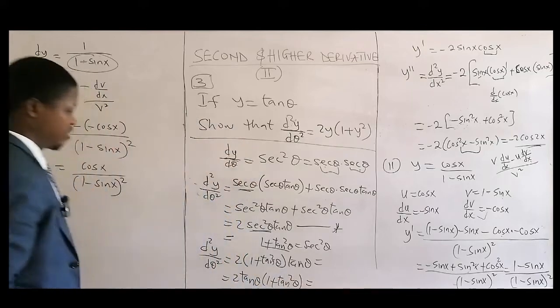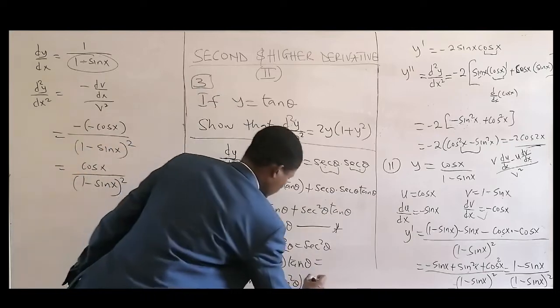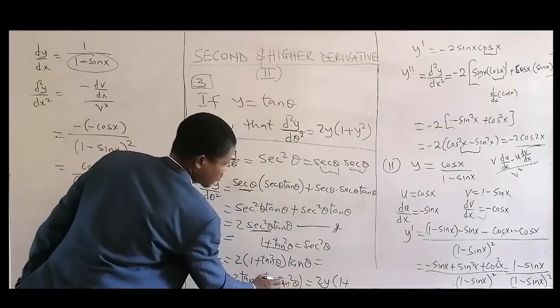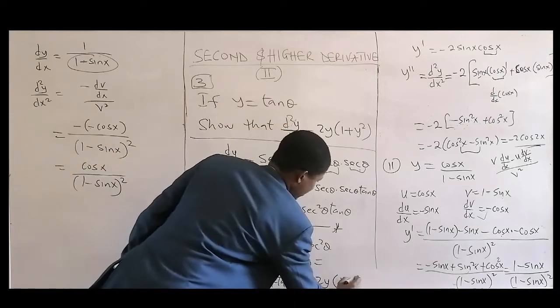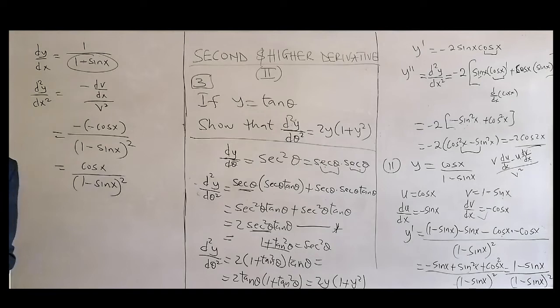Then the next thing to do is to make substitutions. So my tan theta is y, so that will be 2y into brackets 1 plus tan squared theta, which is what? y squared. And that proved the work.